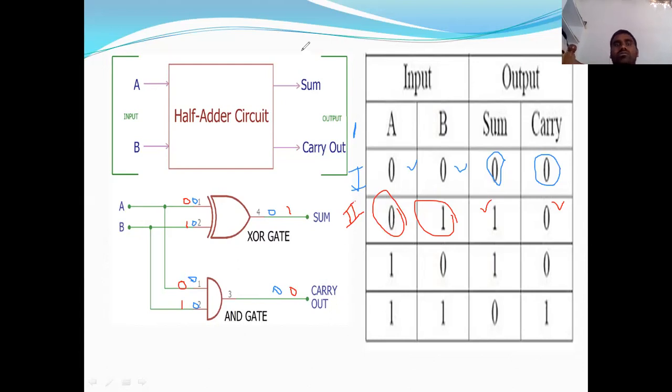Okay. So for the third case, we have A is 1 and B is 0. So here 1 and 0. For different inputs, ultimately we are getting the output is 1. So that is the sum, 1. And next, also we have 1, 0. For the AND gate, one of the inputs is low, so the output is also low. That is 0.